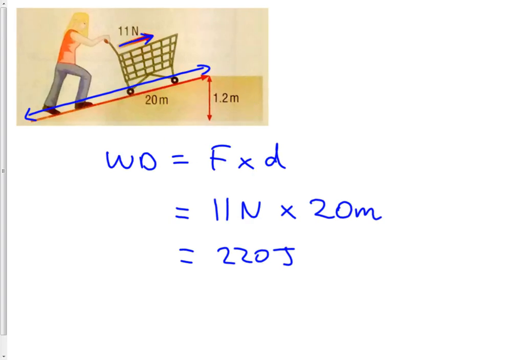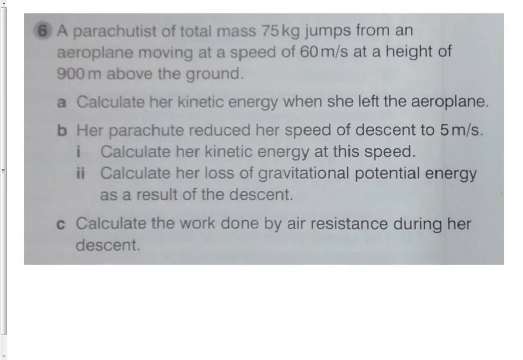Okay, now look, I've just looked at this next question and it's a bit of a strange one, but we'll just go with it since I've set it. So, a parachutist of total mass, I guess that includes the parachute, 75 kilograms, jumps from an aeroplane moving at a speed of 60 meters per second at a height of 900 meters above the ground. Calculate her kinetic energy when she left the aeroplane. Now, I imagine the aeroplane's flying horizontally. It doesn't actually say this.